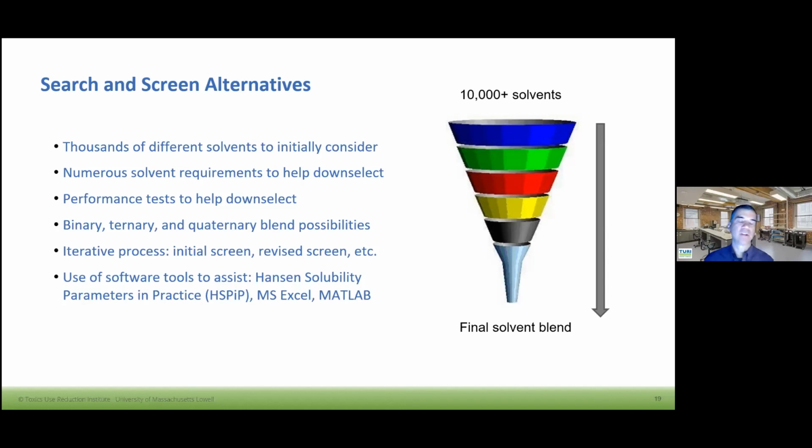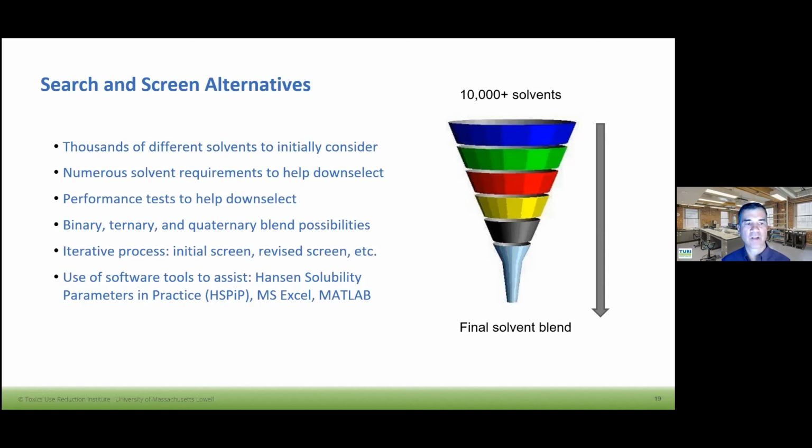And the thing to remember, it's an iterative process. You just don't go straight line down to a final solvent blend. It's iterative, and you kind of have to go back, try a few other ones, get some results, and go back and try a few more until you get to that final solvent blend.